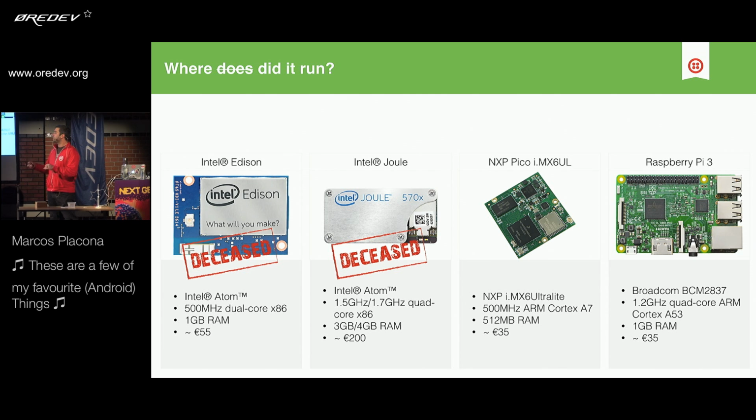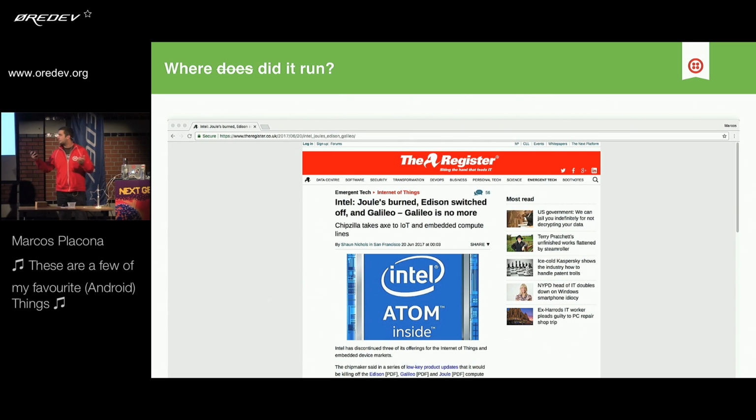Which basically means now you have 2 fewer boards where you can run Android Things. You can still run it on the NXP and you can still run it on the Raspberry Pi. Here's just a link to an article where Intel is saying we're not going to be running these IoT boards anymore. As it turns out, those boards were just too expensive. It was really, really expensive to actually get those boards.